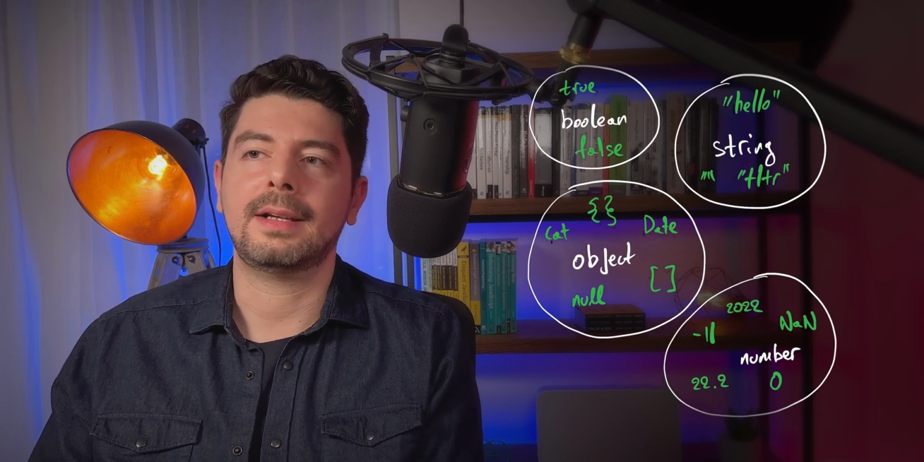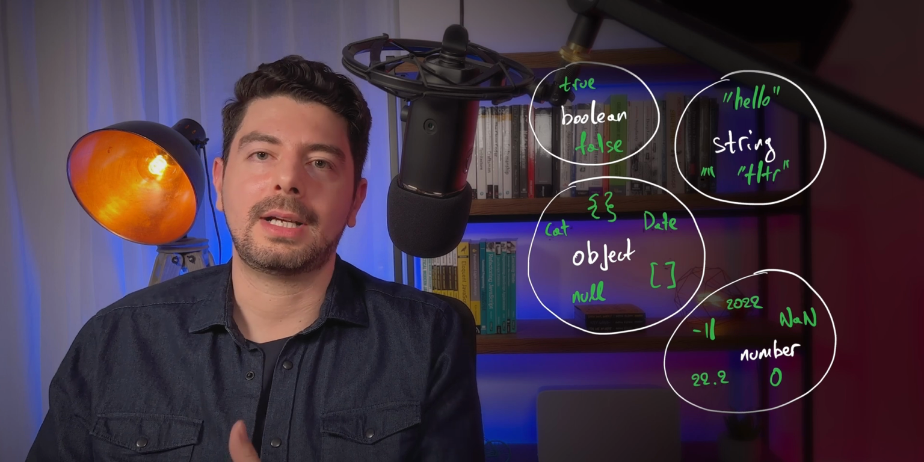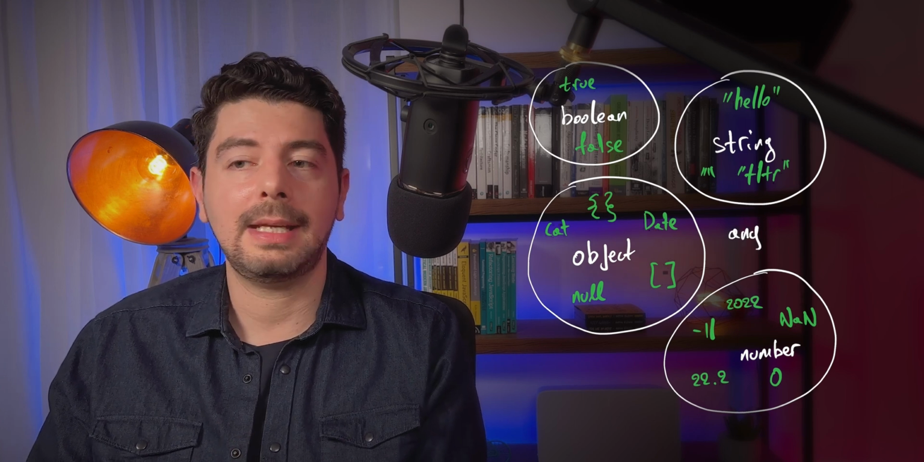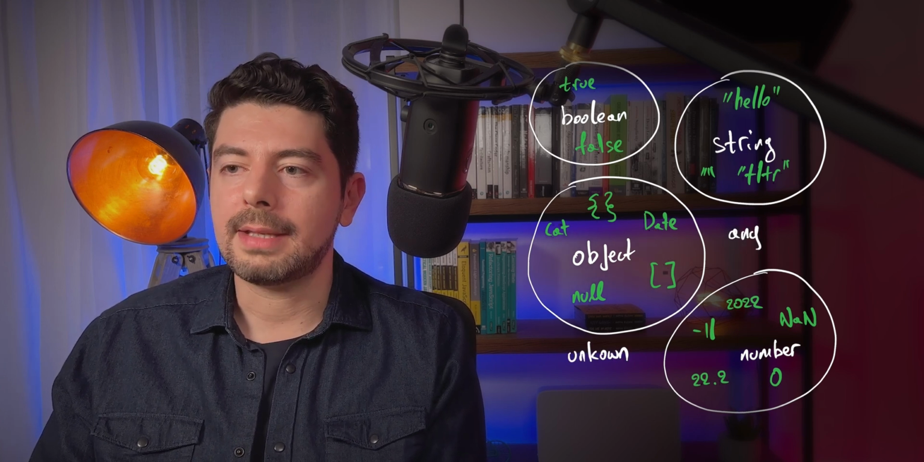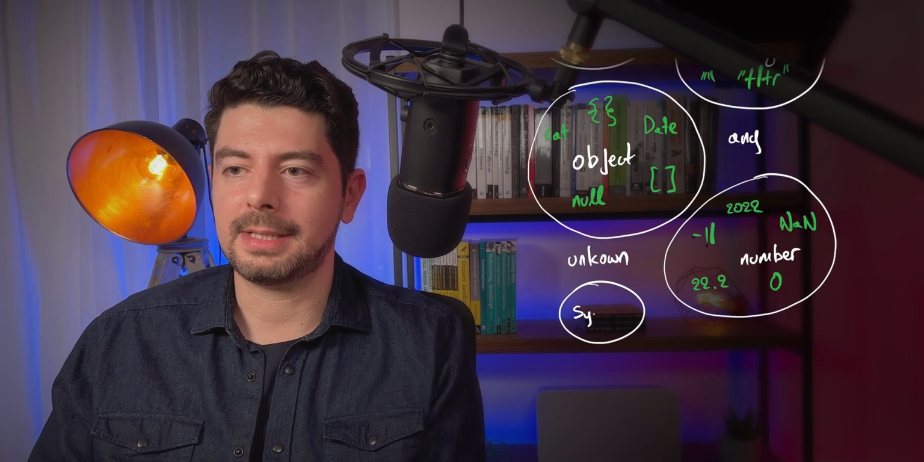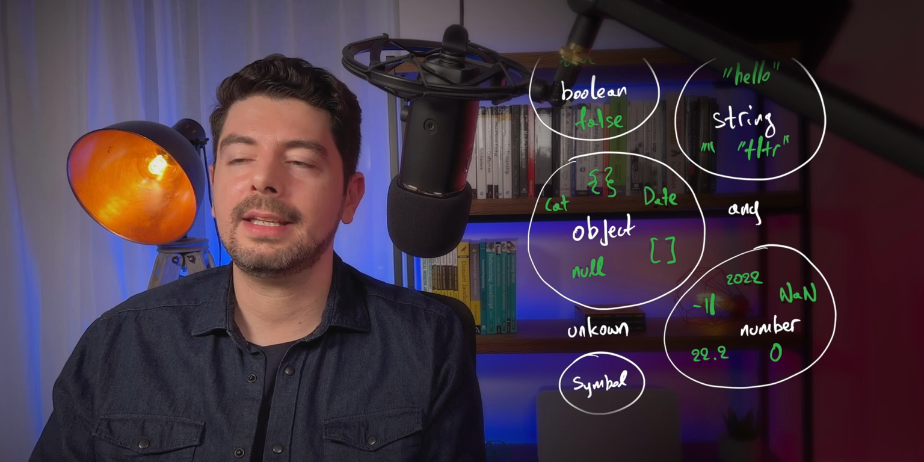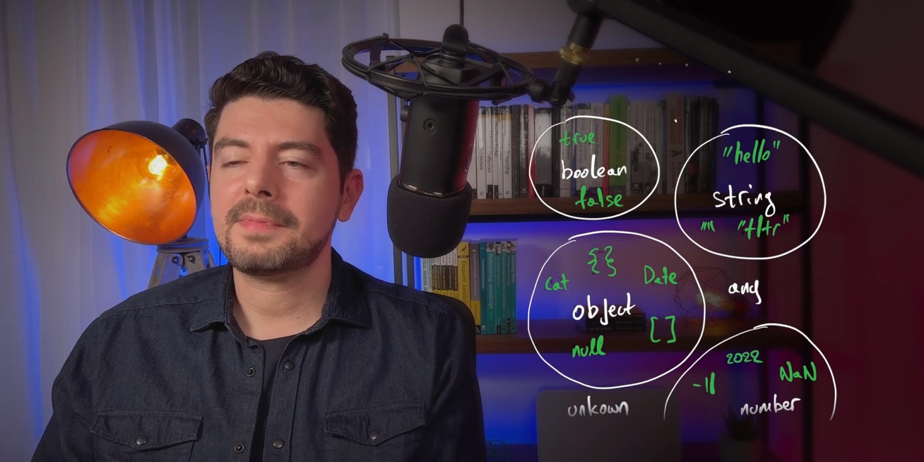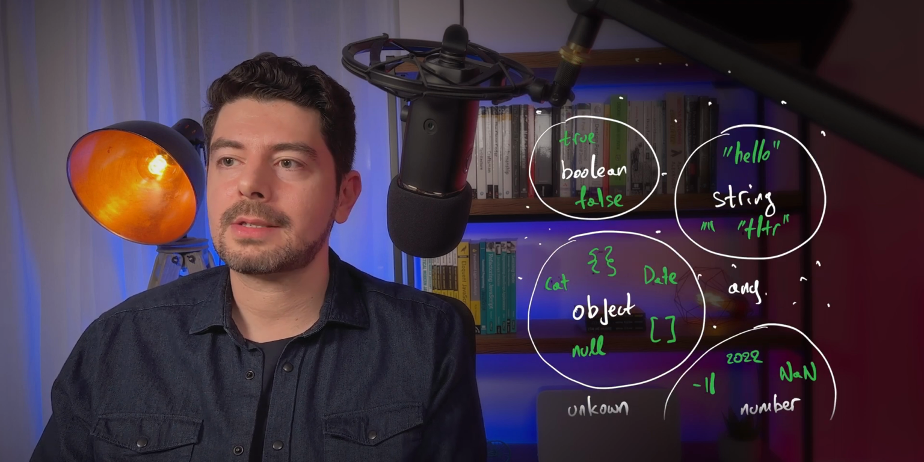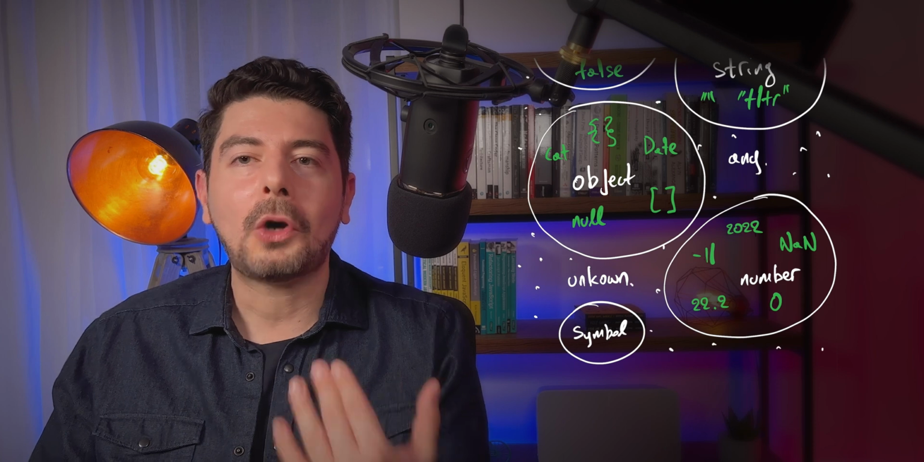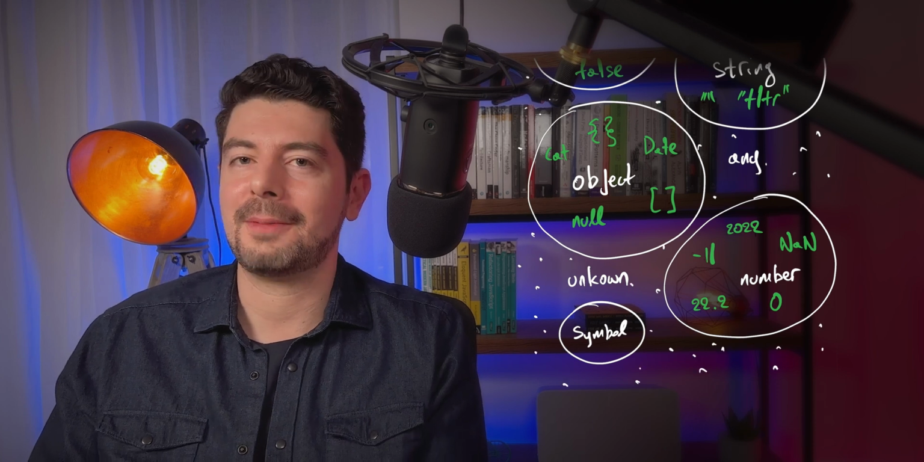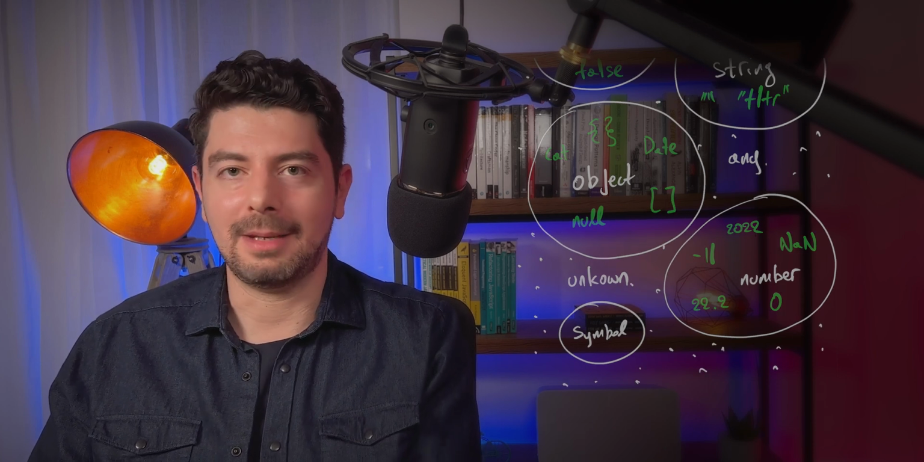So these are the main types. Of course, on top of those we have any and unknown. Oh wait, I forgot another one, which is the symbol. And yeah, let's add this here. And yeah, basically that's all you need to know about the top level types of TypeScript and their acceptable values.